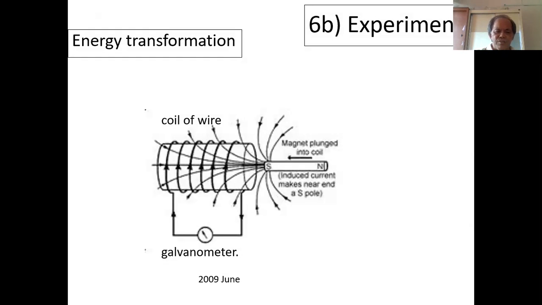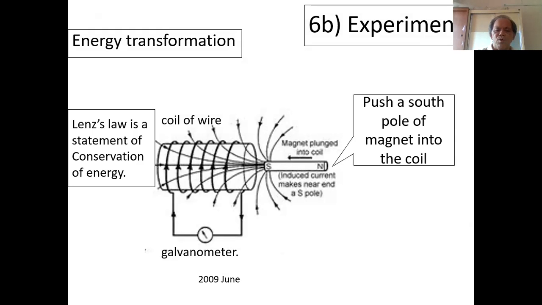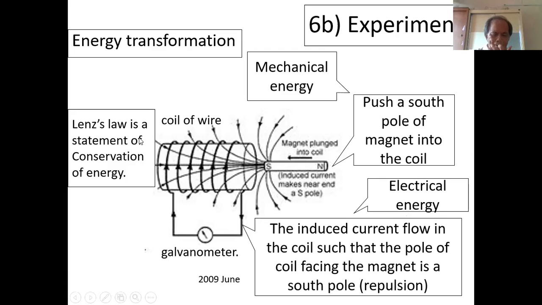How do you know it's energy transformation? You push a south pole, mechanical energy, then we get induced current. That induced current is your electrical energy. So mechanical energy is converted into electrical energy. That's your energy transformation. When the magnet moves in, you get an opposing force, so you have to do work to move at constant speed. The work is your mechanical energy converted into electrical energy.